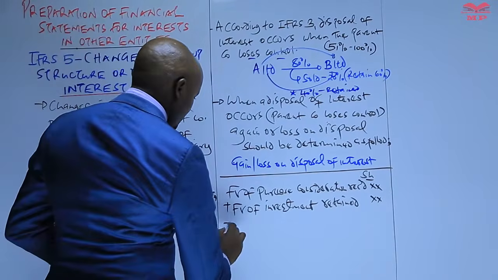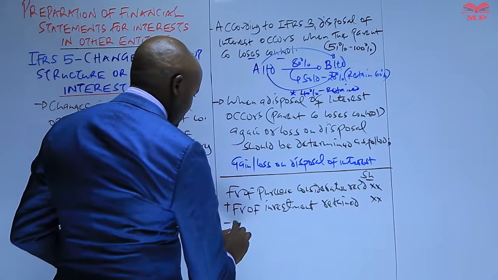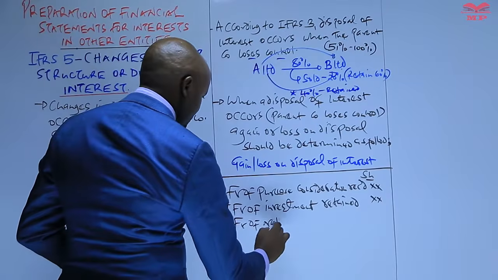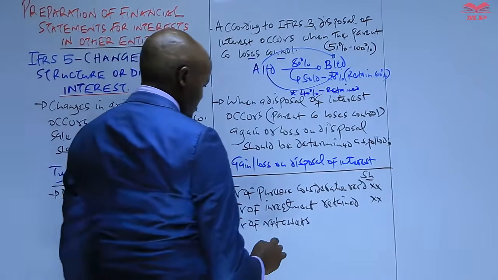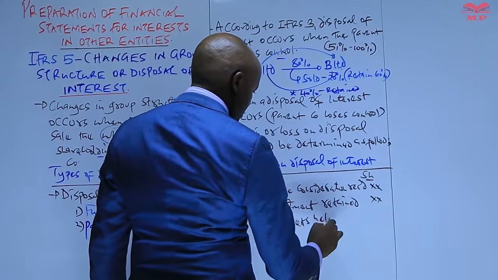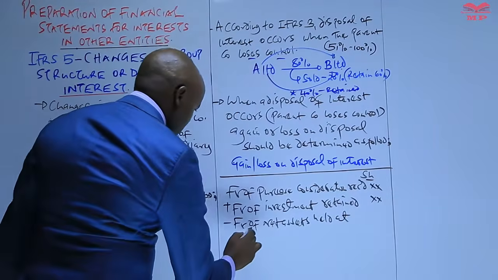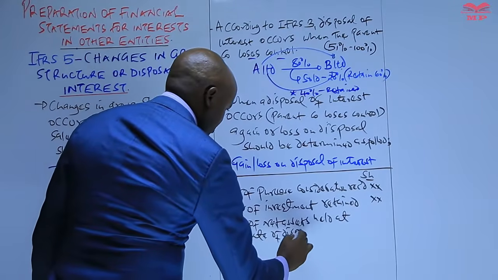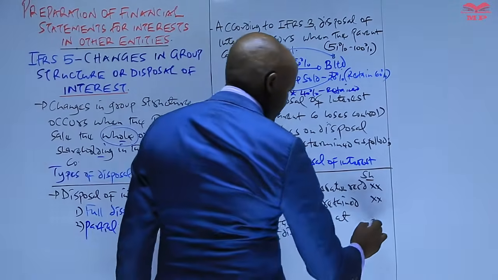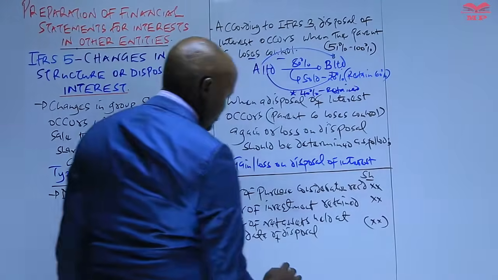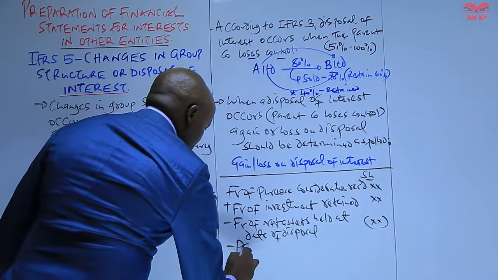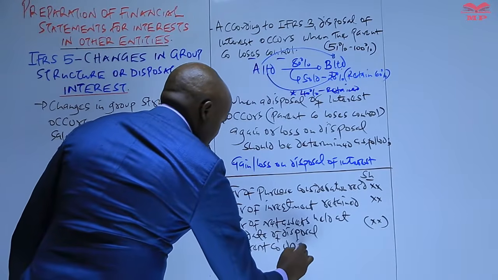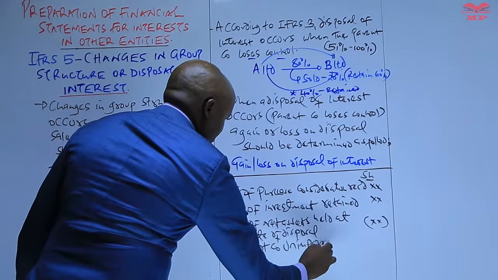So after adding those two figures, we then deduct, number one, the fair value of net assets held at the date of disposal, and then to this we also add the parent company's impaired goodwill.